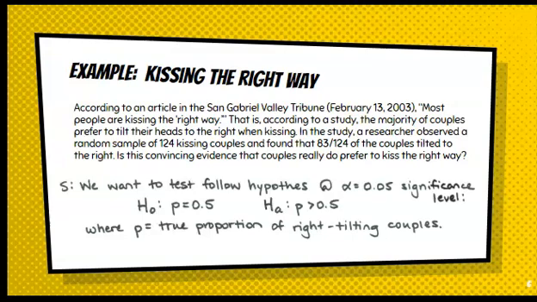Okay, so anytime you see this, is this convincing evidence? That's your clue that you're doing a four-step process, okay? State step, remember we define what we're testing. We want to test the following hypothesis at alpha equals 0.05 significance level, okay? You don't have to write significance level. If you put alpha equals, that's fine.